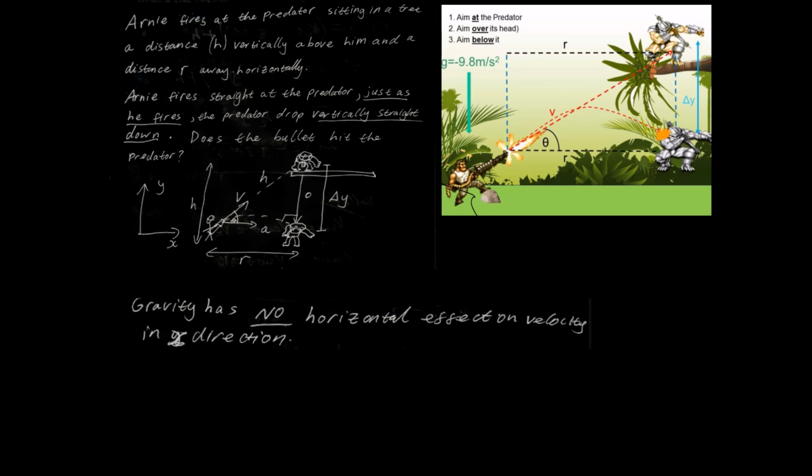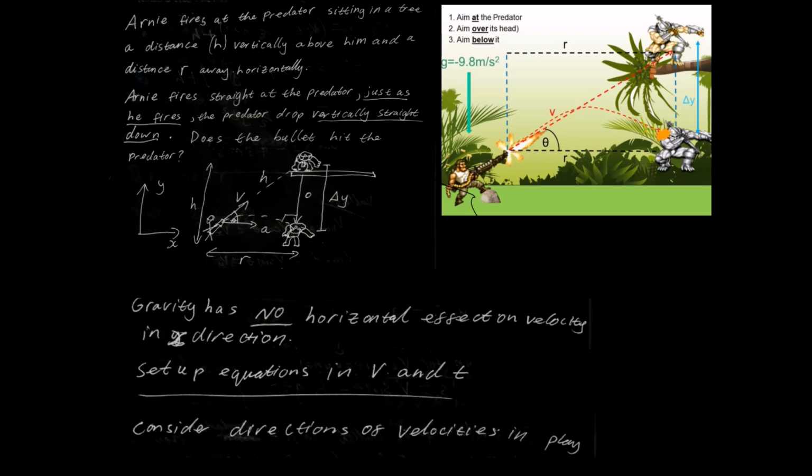So remember, as a general rule, gravity has no horizontal effect on the velocity in the x direction whatsoever. So we need to set up our equations in velocity and time and consider directions of the velocities that are in play here. I would definitely say first consider the predator and then consider the bullet. Either way, it doesn't matter which order you do it in.